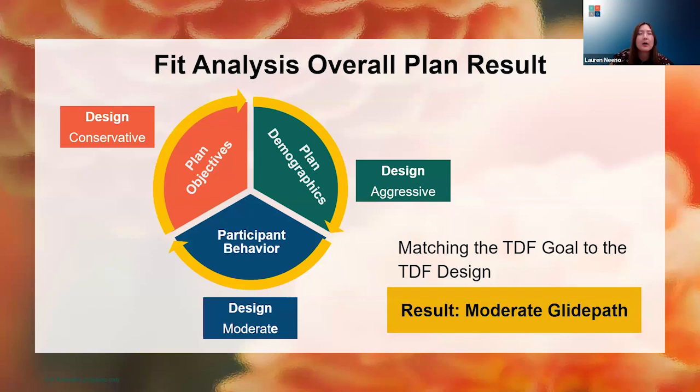And then on the back end, the system will be averaging the results of those 3 different decision trees to come to an overall best fit risk posture for the plan. So again, in this example, we had 1 conservative, 1 aggressive, and 1 moderate. So the overall result for the fit analysis is a moderate approach being the most appropriate for the average plan participant.